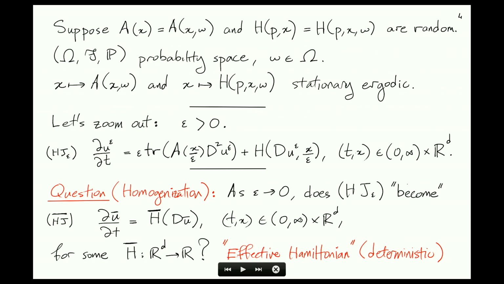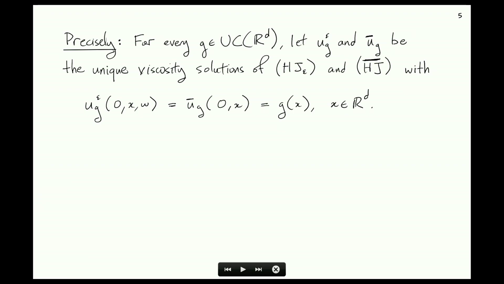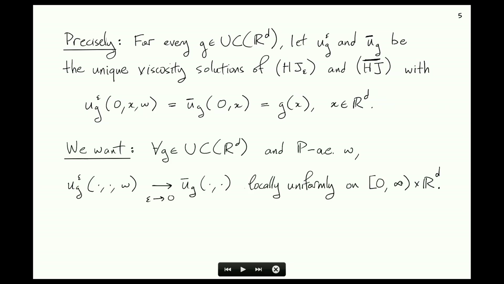Now, what does it mean for this equation to effectively become this equation? It means that the solutions of this converge to the solutions of that in the following sense, very briefly. You decide to work with a certain set of initial conditions, let's say uniformly continuous, and then you take the unique viscosity solution of the scaled Hamilton-Jacobi equation and the unique viscosity solution of your target effective equation. The notion of viscosity solution is tailored to Hamilton-Jacobi equations, a beautiful notion that bypasses differentiability. With the same initial condition, you want to say that for all such initial conditions, this solution converges to the target solution locally uniformly. That's what we want to prove.